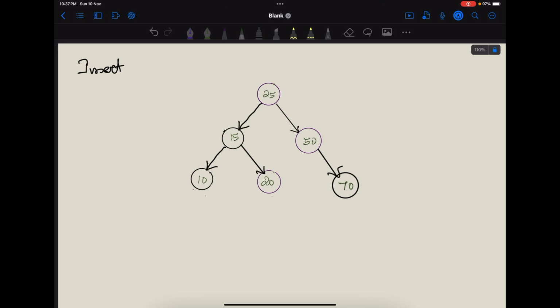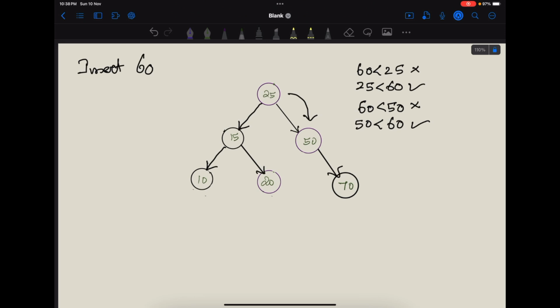Now I am going to insert the number 60. How will the 60 be inserted? First you have to compare with the 25. Is 60 lesser than 25? The condition fails. Then the alternative choice: is the root value 25 lesser than 60? Yes, the condition becomes true. Next, 60 will be compared with the 50. Is 60 lesser than 50? The condition fails. Then next, is 50 lesser than 60? The condition becomes true.